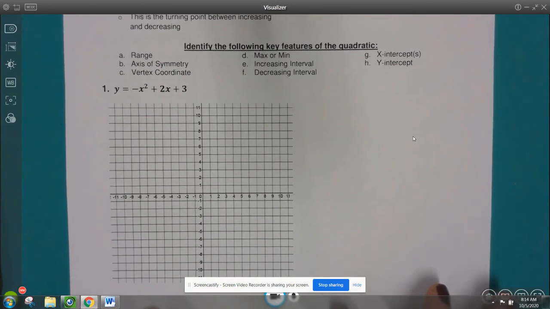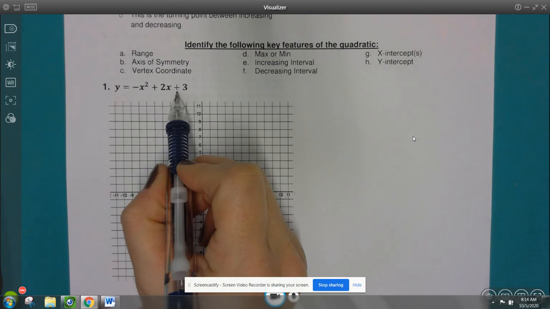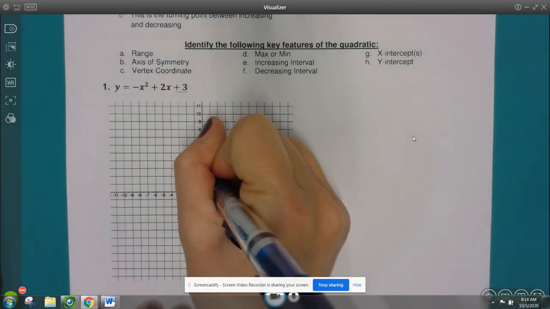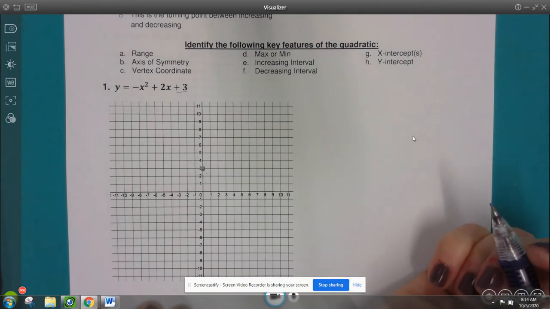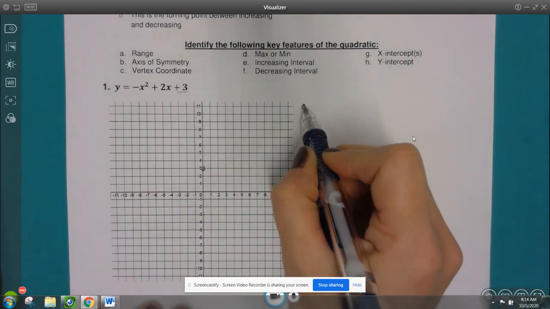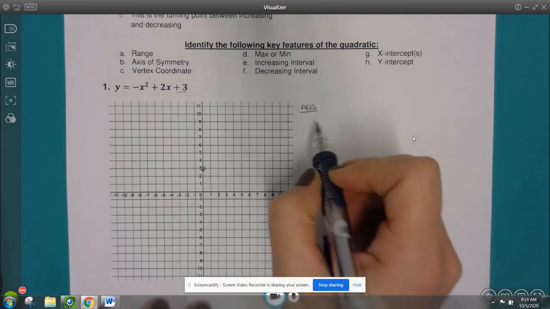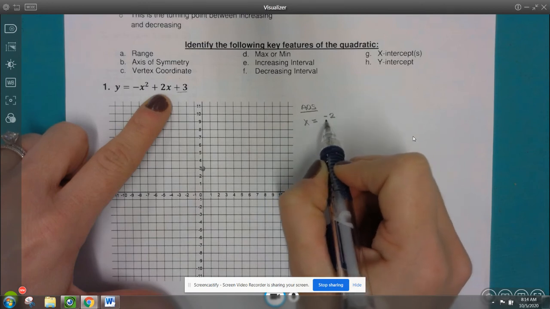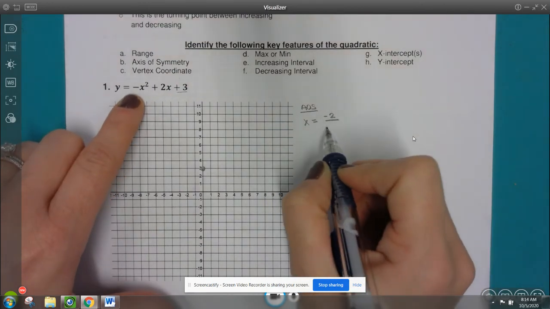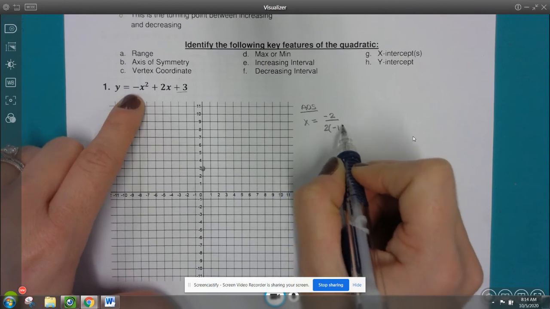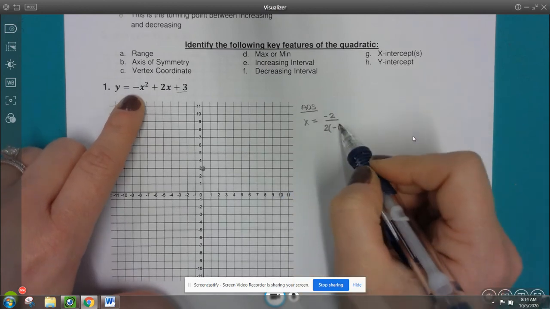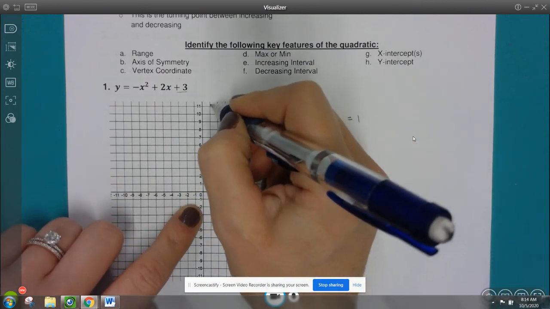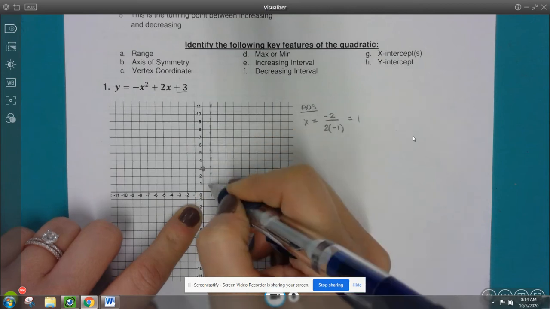So since this is standard form, one thing I can start with is the y-intercept. I'm also going to find the axis of symmetry. So for that, I know that x is equal to negative b, so negative 2, divided by 2 times a, which is negative 1. So this will be negative 2 divided by negative 2, which is 1. So here my axis of symmetry is at x equals 1.